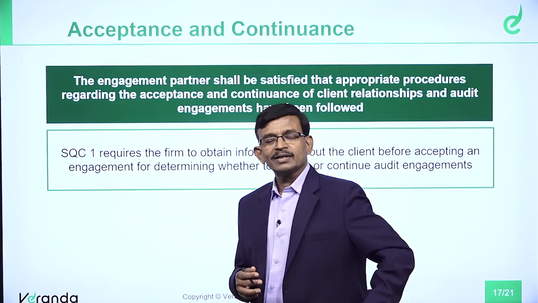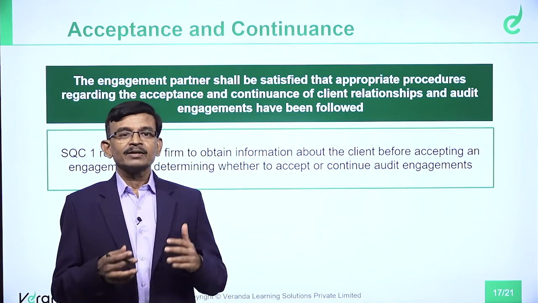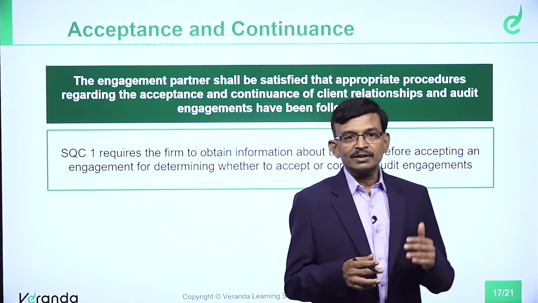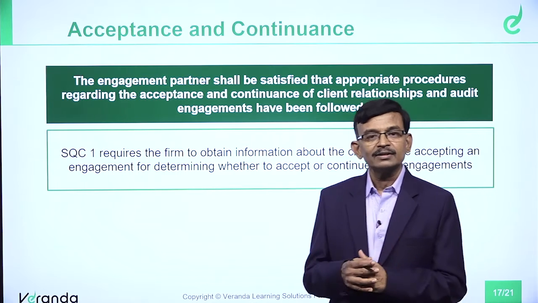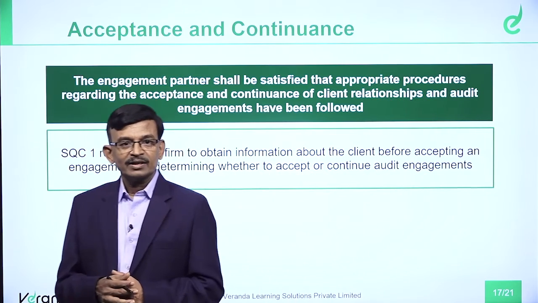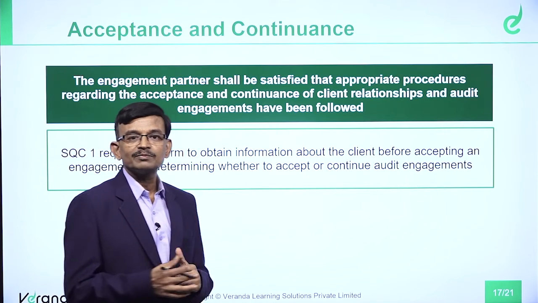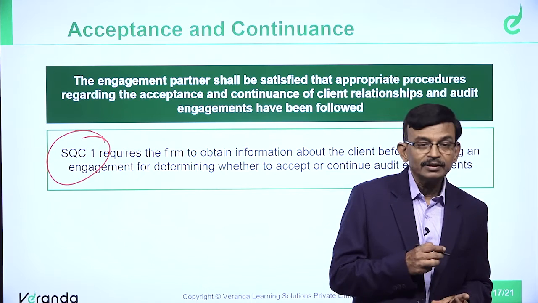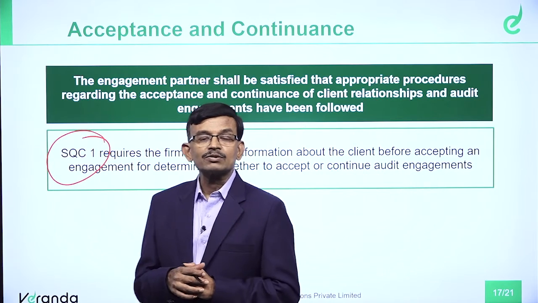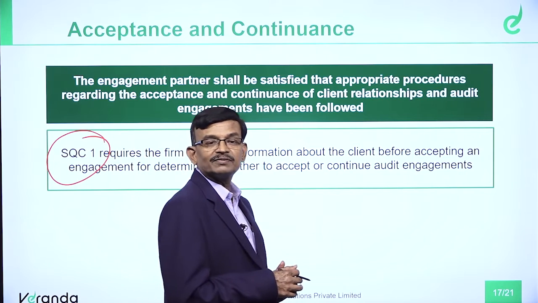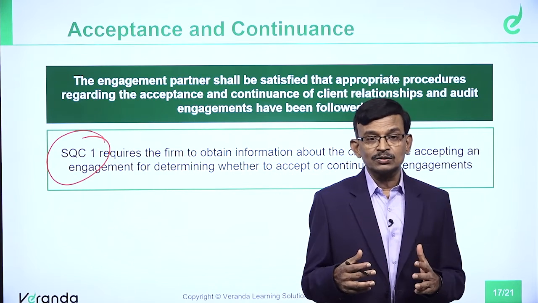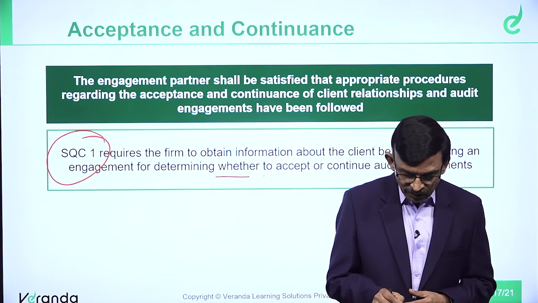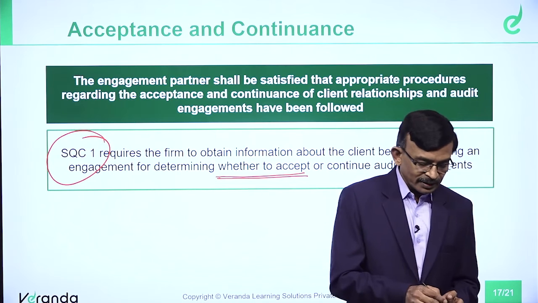This is another point like KYC norms. Know your client. The engagement partner should be satisfied that appropriate procedures have been performed for acceptance of a client, new client, or continuing with the existing client, and all the relevant audit engagements have been performed. Interestingly, there is a standard called, of course it is already there, SQC 1, quality control in respect of audit of a financial statement of an entity. So I have to have quality control in doing an audit. There it says that before accepting a client, I should determine whether to accept the client at all. What we call that as a risk assessment.